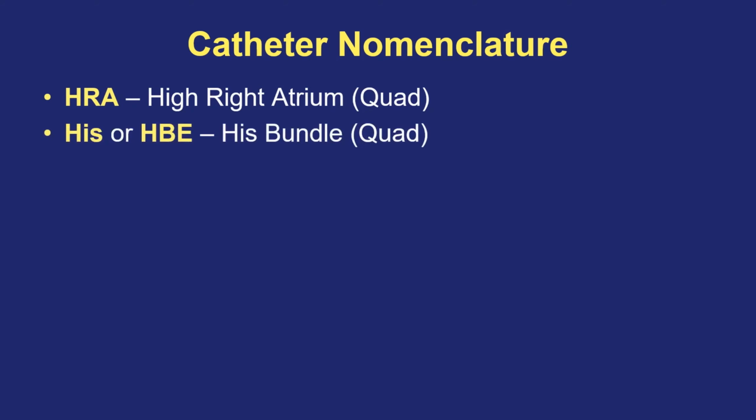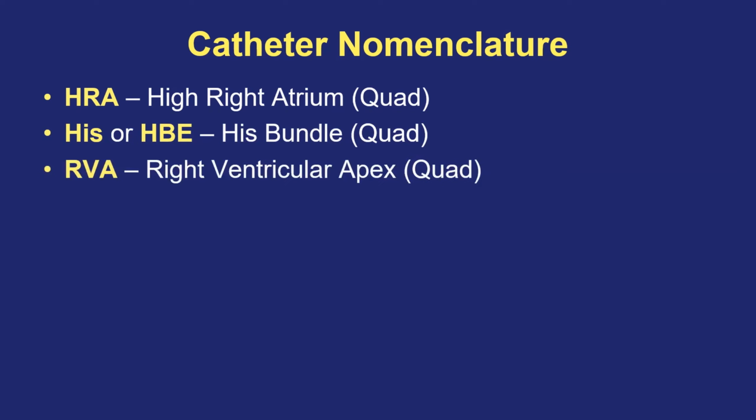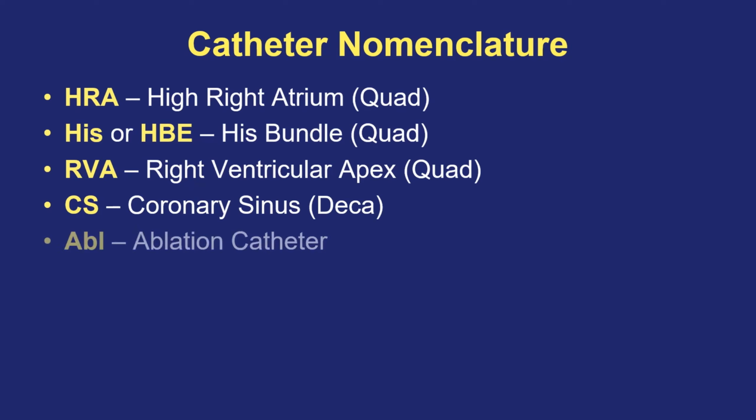HIS or HBE stands for the HIS bundle electrogram catheter. RVA stands for right ventricular apex catheter. CS stands for coronary sinus, where typically a decapolar 10-pole catheter or a 20-pole catheter is placed. ABL stands for the ablation catheter.